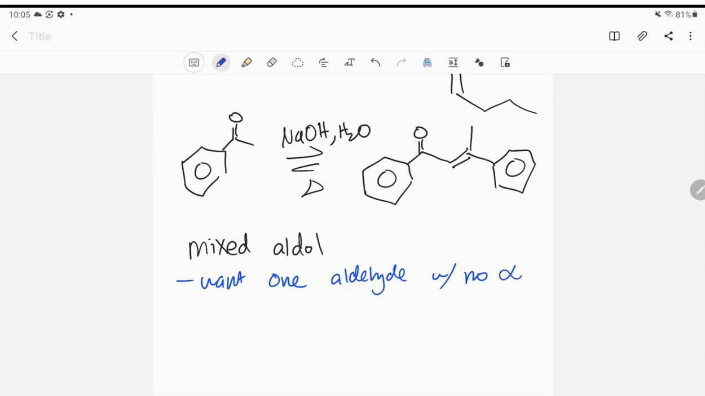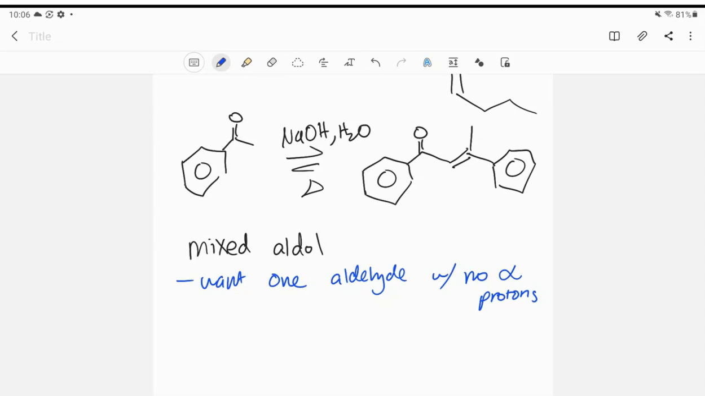With no alpha protons. And the reason for this is because if you had one aldehyde with alpha protons and a second one with alpha protons, there's really no reason to choose one over the other. You're going to get a mix of all sorts of crazy products. You're going to have something reacting with itself.